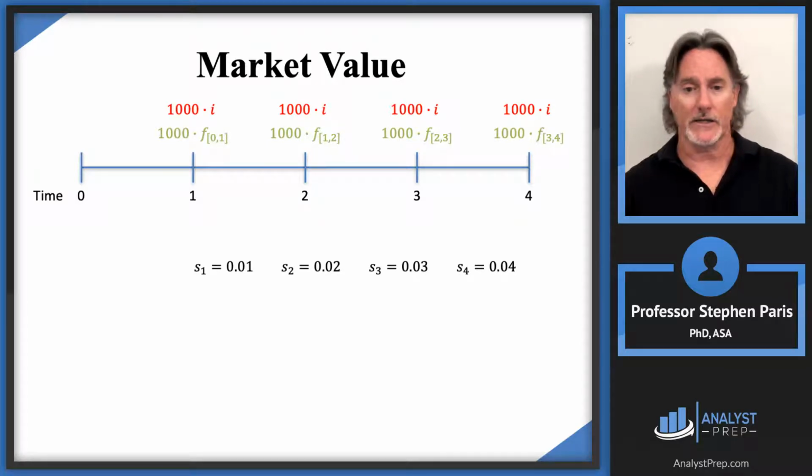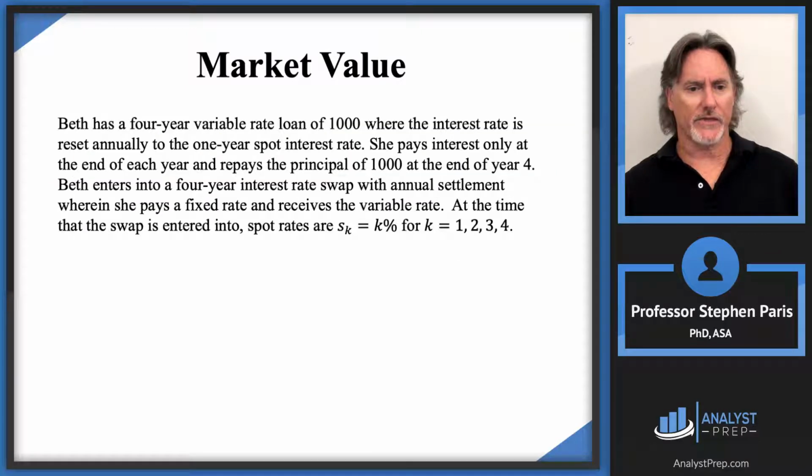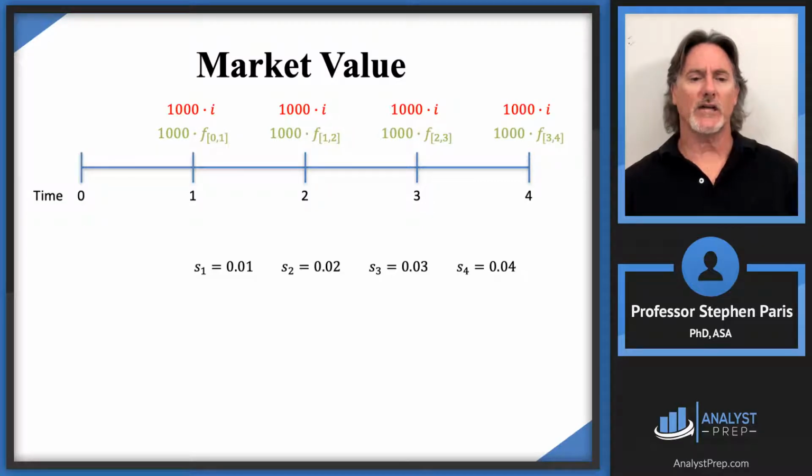Okay, so the first thing to do in this problem, though, is to calculate what, let me back up for just 1 second and mention that, let me go back to the problem. It says Beth is paying the fixed interest rate and receiving the variable rate. So that's why I have in green those payments that are based off of the forward rates, the variable forward rates. I have those in green. That's what Beth's going to be receiving, and Beth's going to be paying, so I'll put that in red. She's paying the payments that are based off of the fixed interest rate I.